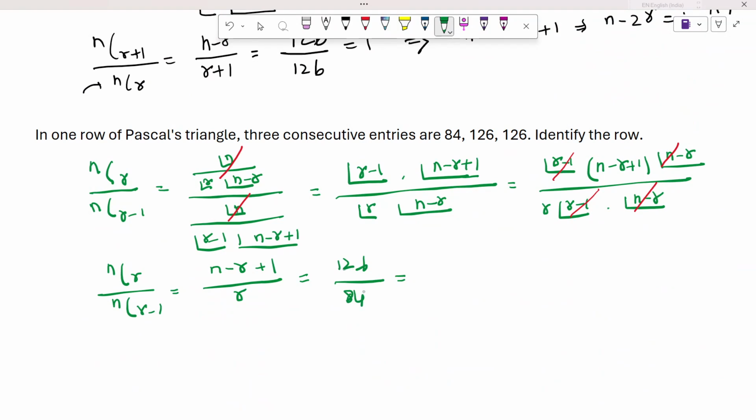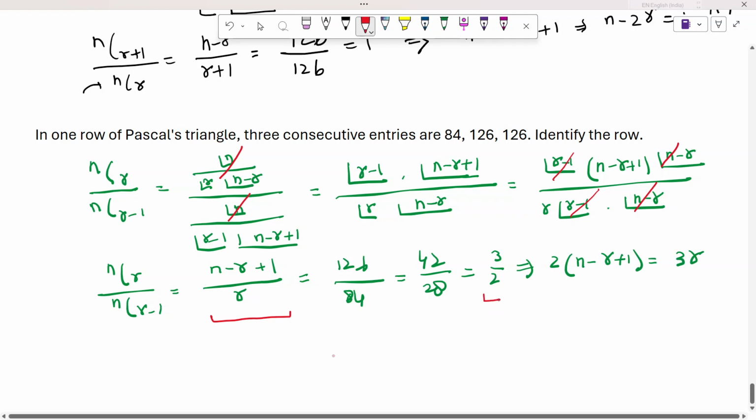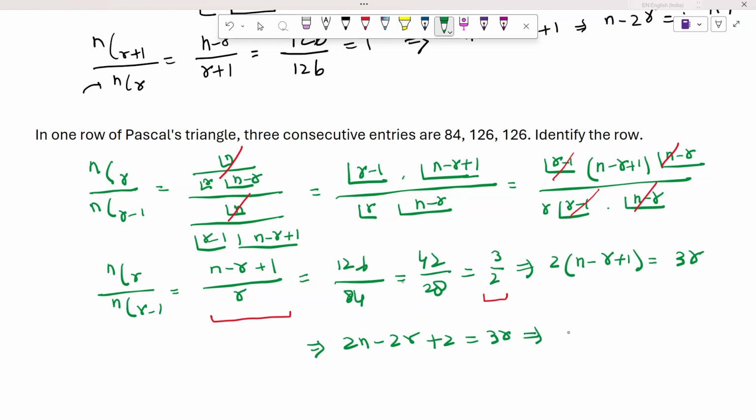Correct. Now 6 plus 2 plus 1 is 9, 8 plus 4 is 12, so 3 is a common factor. So 4, 2, and this is 28. Then the common factor is 14, so it is 3 by 2. Means 2 of n minus r plus 1 equal to 3r. From these two expressions, simple. This of course becomes 2n minus 2r plus 2 equal to 3r, means 2n minus 5r equal to minus 2, and this is our second equation.